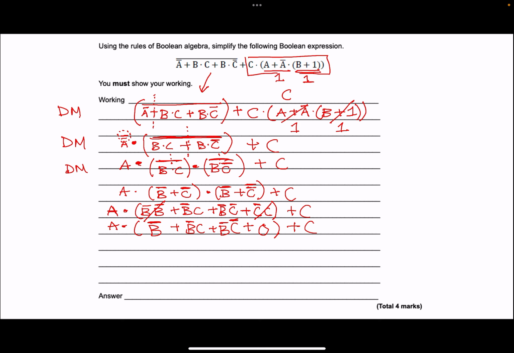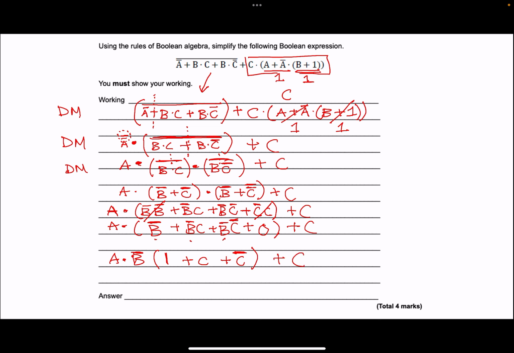What I would do is take, because there's a common term now of this B, not B, okay, which you can take out of the brackets, simplifying it down further. So we'd have A and then not B out of there. And then that would mean that was a 1. This would be a C. And this would be a not C plus C.